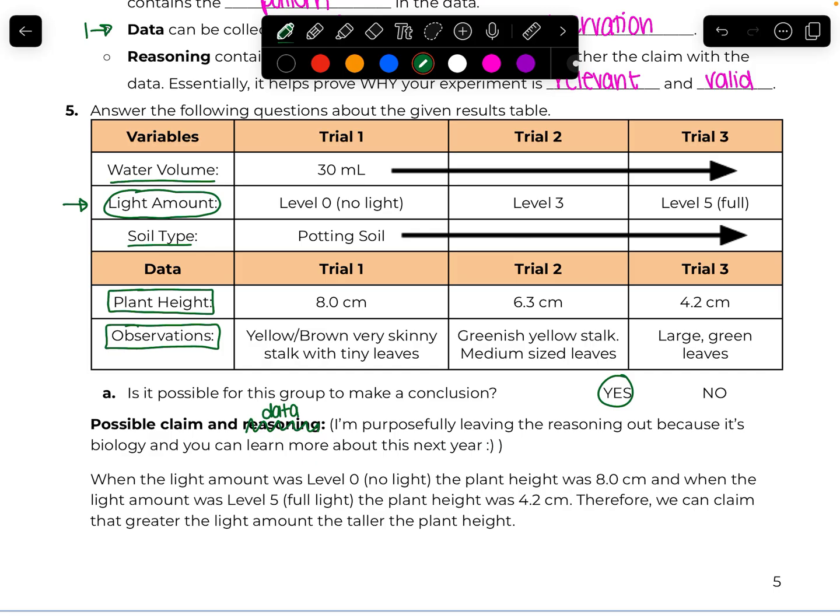When the light amount was level 0, no light, the plant height was 8 centimeters, and when the light amount was level 5, full light, the plant height was 4.2 centimeters. Therefore, we can claim that the greater the light amount, the taller the plant height.